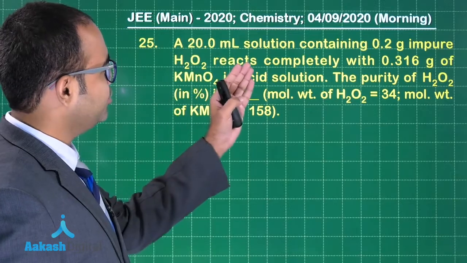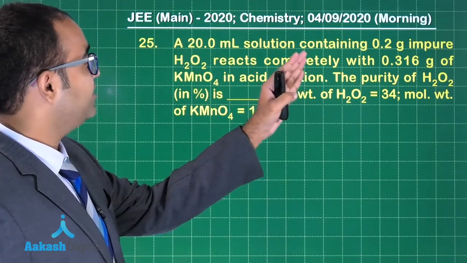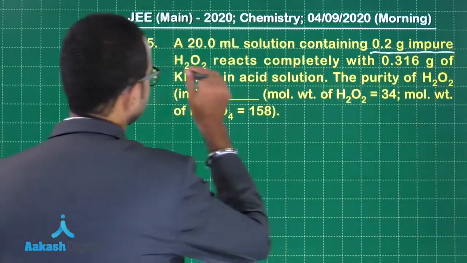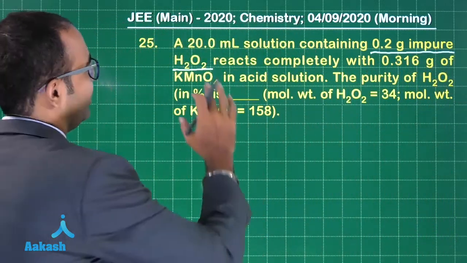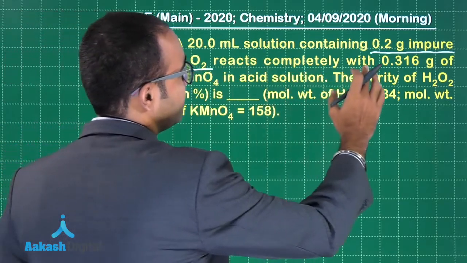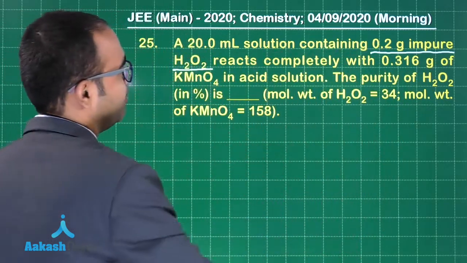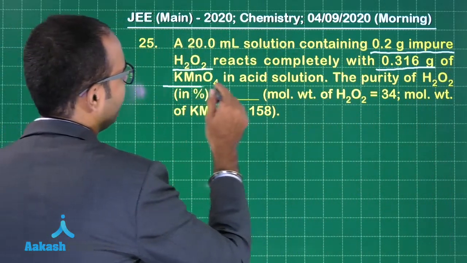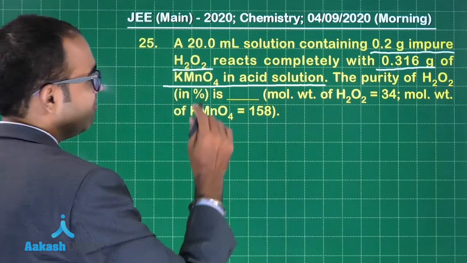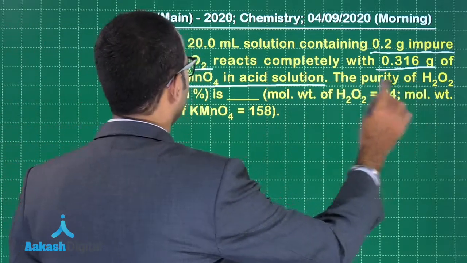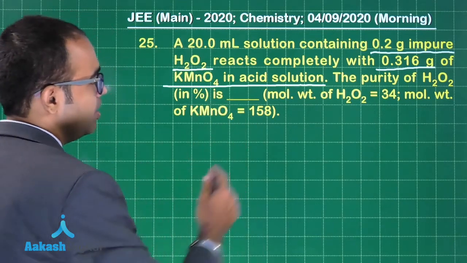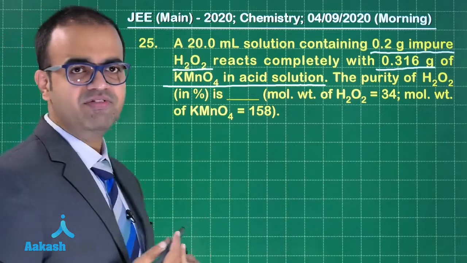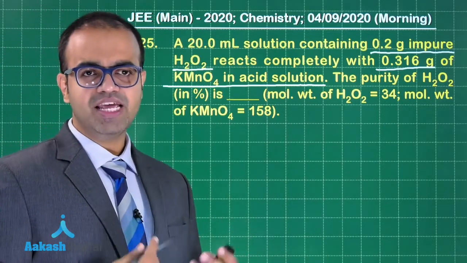A 20 ml solution containing 0.2 grams of impure H2O2 reacts with 0.316 grams of KMnO4 in an acidic solution. We have to find the purity of H2O2 in percentage. Okay. Molecular weight of H2O2 is 34. Molecular weight of KMnO4 is 158. So we'll solve this question by equivalence, guys.